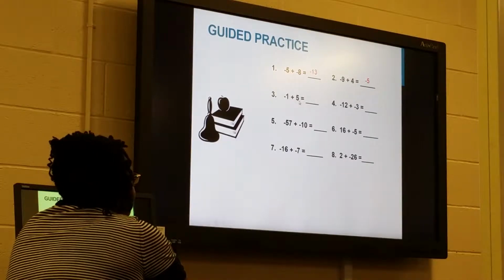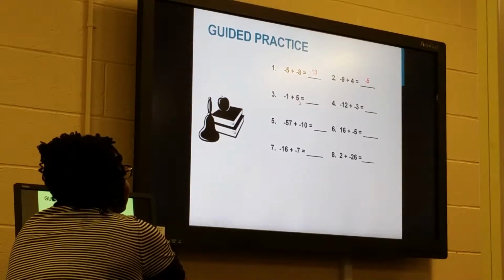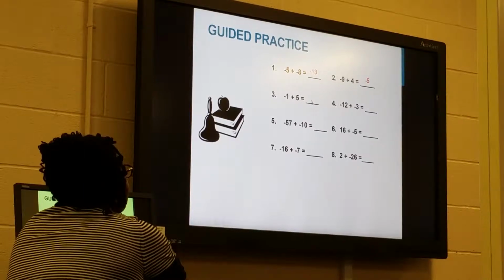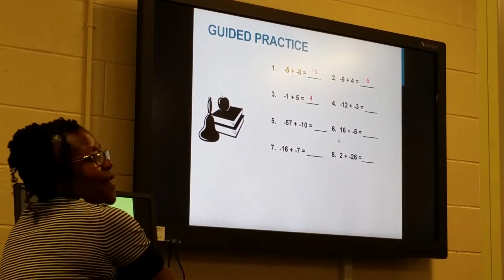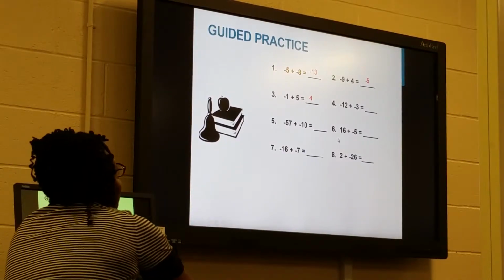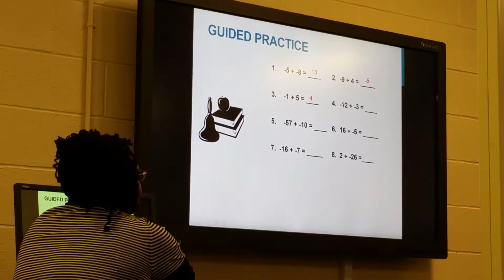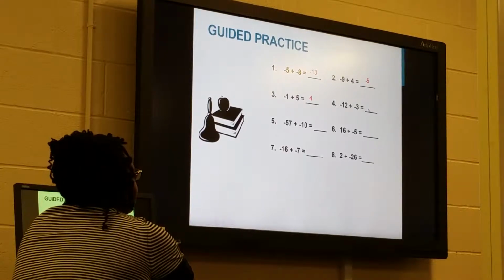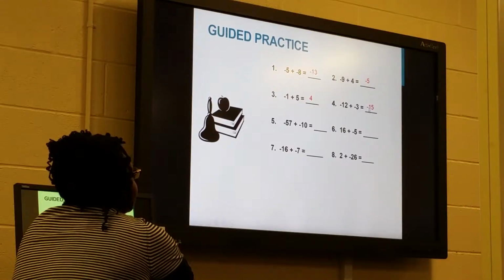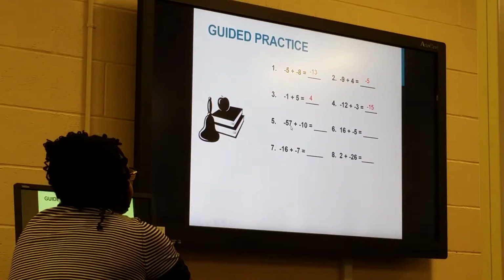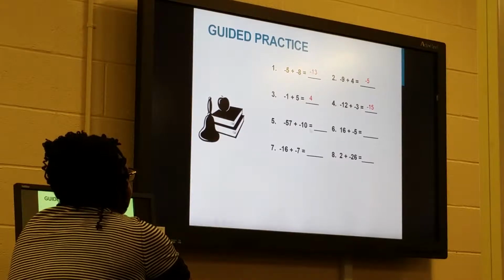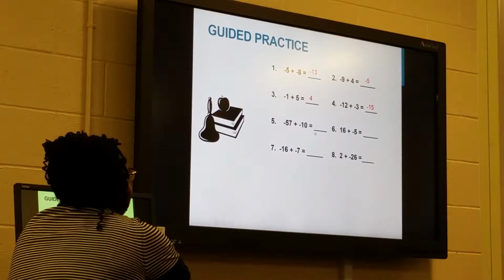A negative and a positive. We do what? Subtract, and we keep the sign of the larger number. Alright. Number 4. Negative and a negative. We do what? Add. And we keep the sign. Negative and negative. And we add.